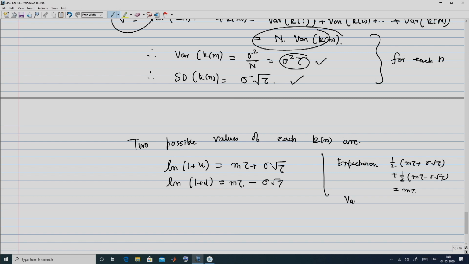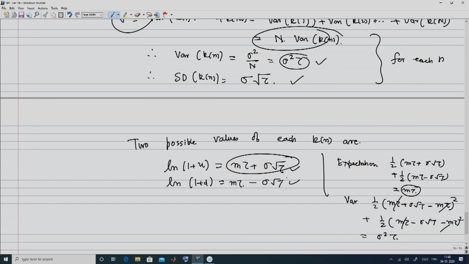So, again I just use the definition. So, for this I will have variance of the random variable m tau plus sigma square root of tau minus the expected value of m tau square, plus half, again I will have m tau, the other random variable, m tau minus sigma square root of tau minus the expected value of m tau square. So, this cancels out, this cancels out. So, this just simply becomes sigma square of tau. So, I have taken basically two particular cases, that is m tau plus sigma square root of tau and m tau minus sigma square root of tau.